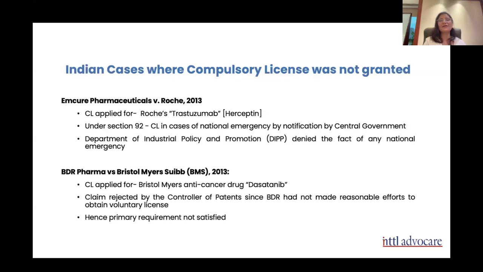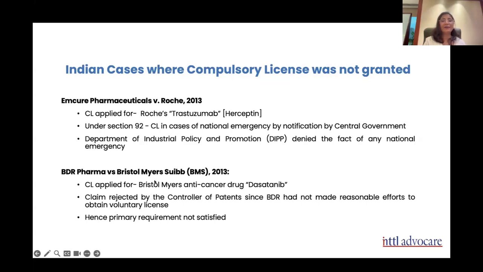After that, we witnessed 3 cases where compulsory licenses were denied. One of the cases was of Roche, of the year 2013. This was for trastuzumab, which is the drug Herceptin. Under section 92, it was applied for, saying that it is a case of national emergency and the government must notify it. Another wing of the government, the Department of Industrial Policy and Promotion, denied that it was a case of any national emergency. And therefore, the two government wings said that it is not a case of national emergency. It is a case which is being built by the applicant who is trying to seek compulsory license, and therefore it was denied.